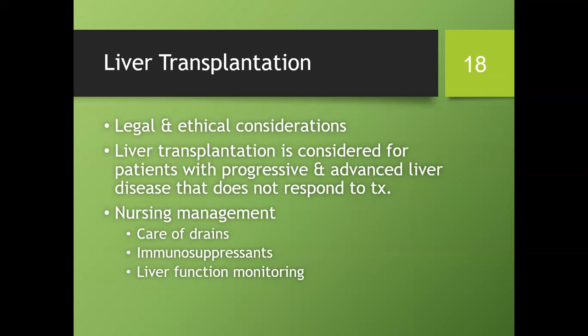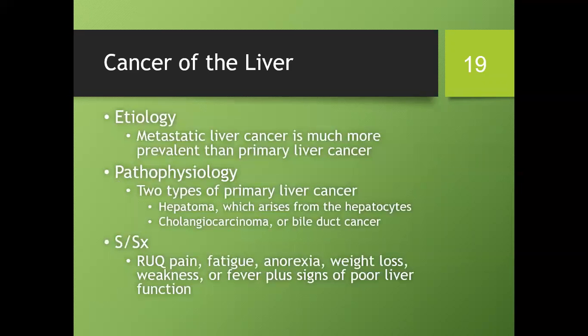Liver transplant is considered for patients with progressive and advanced liver disease that do not respond to treatment. Want to make sure we care for the drains. We put them on immunosuppressants so that they don't reject their new liver, and that we do liver function monitoring to make sure that the liver is actually working once it's received by the transplant recipient.